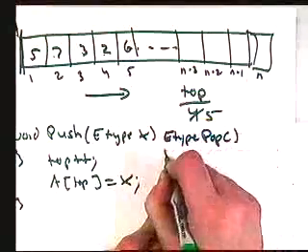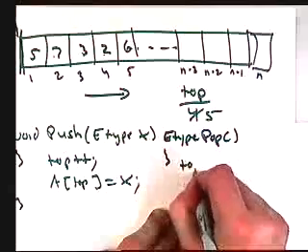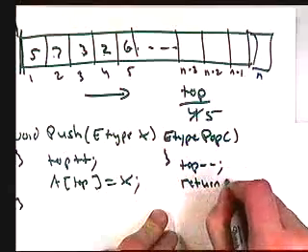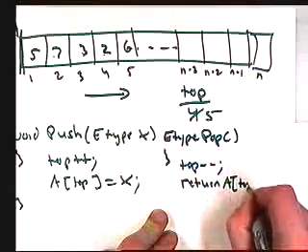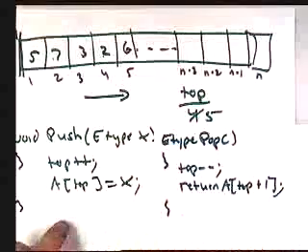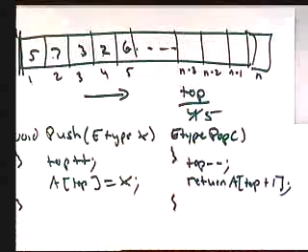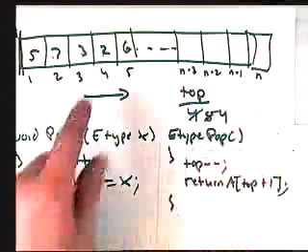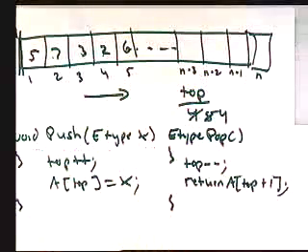have a pop function here. I could just as well have said top minus minus right off the bat, and then said return A of top plus 1. There's a few other ways I could have written that too, but at the very least I could do things that way. I'm going to decrease top from 5 to 4, and then top plus 1 is what used to be the top, so send that back. Because even if top is decreased to 4, A of 5 is where the old top value was, and that's what we want to return.